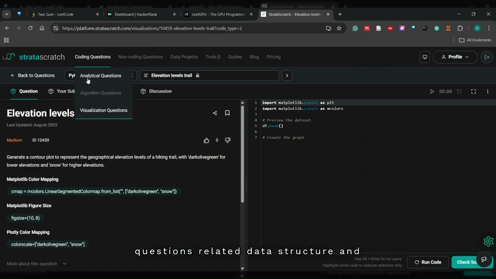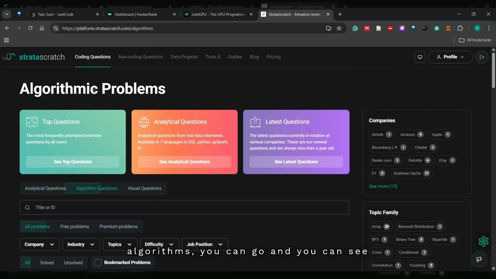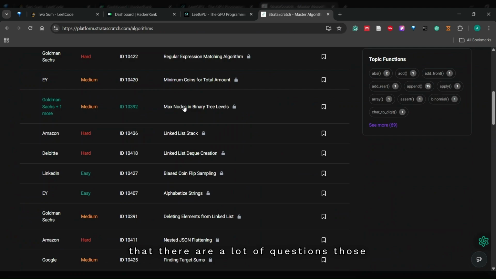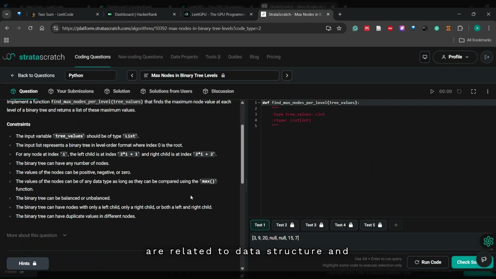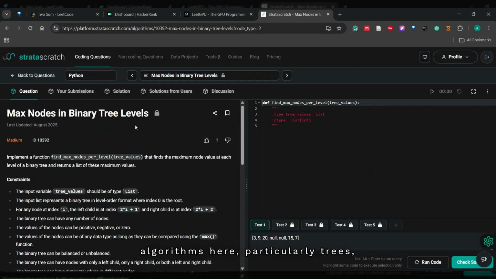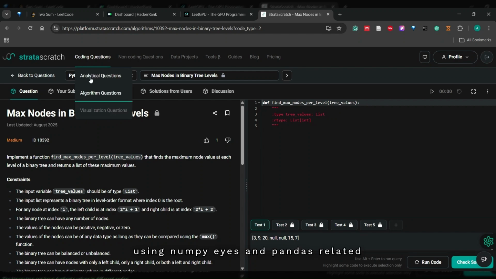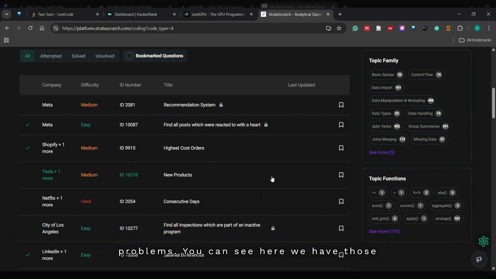And if you want questions related to data structure and algorithms, you can go and you can see that there are a lot of questions related to data structure and algorithms here, particularly trees, which is mostly used in Facebook, Twitter, and so many different companies for creating relational networks. And you can see the most important thing here, using numpys and pandas related problems.